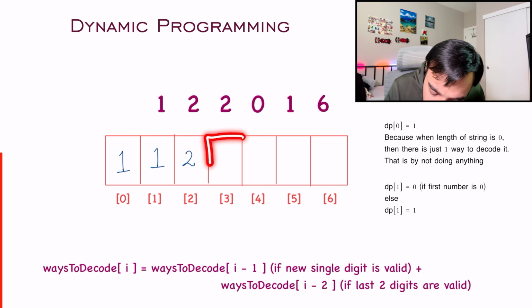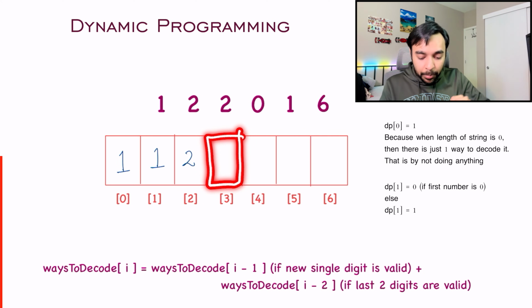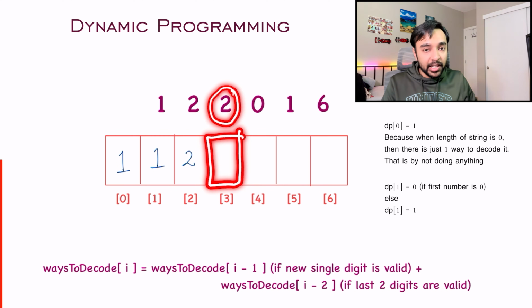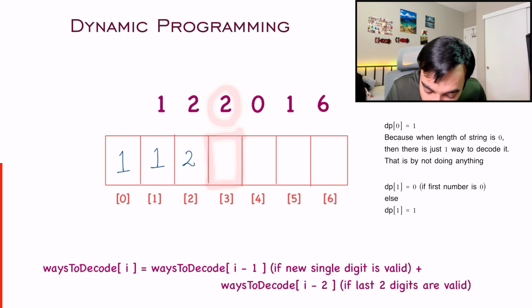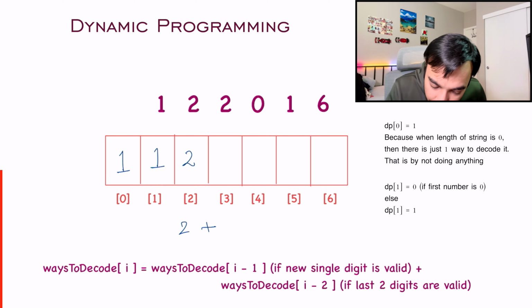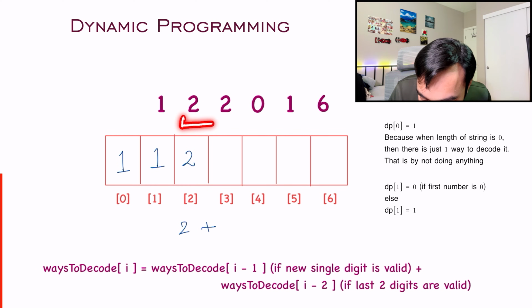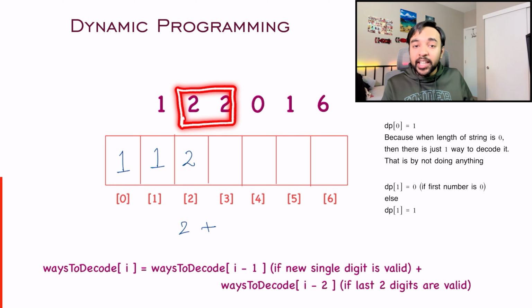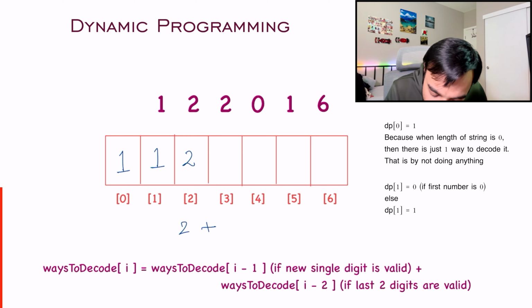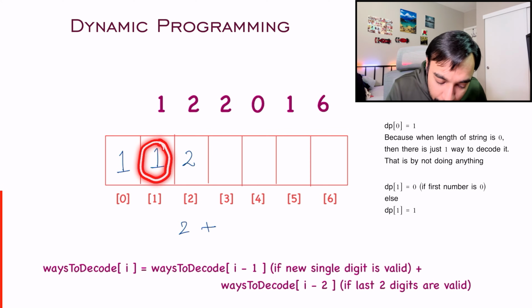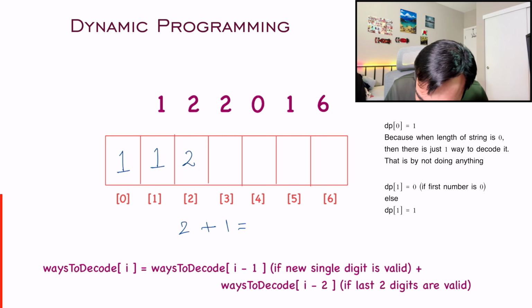For I equals 3, I will first check, okay, is this single digit valid? This is valid. So I take up my last element, that is 2, and then plus, I will now try to take up these last two numbers. It gives me a 22. 22 is also valid, right? It will map to some character. So then I have to add I minus 2th element as well. So 2 plus 1 and that gives me a 3.